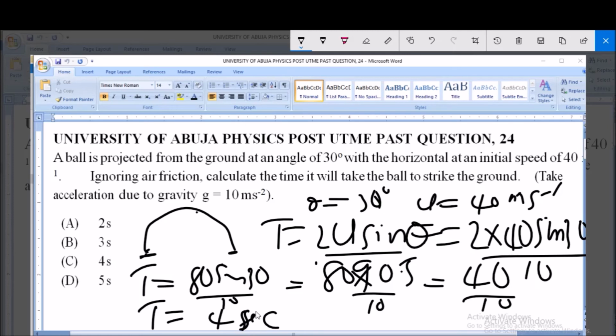The unit of time is seconds. So your answer to this particular question is 4 seconds, and that is option C, 4 seconds.